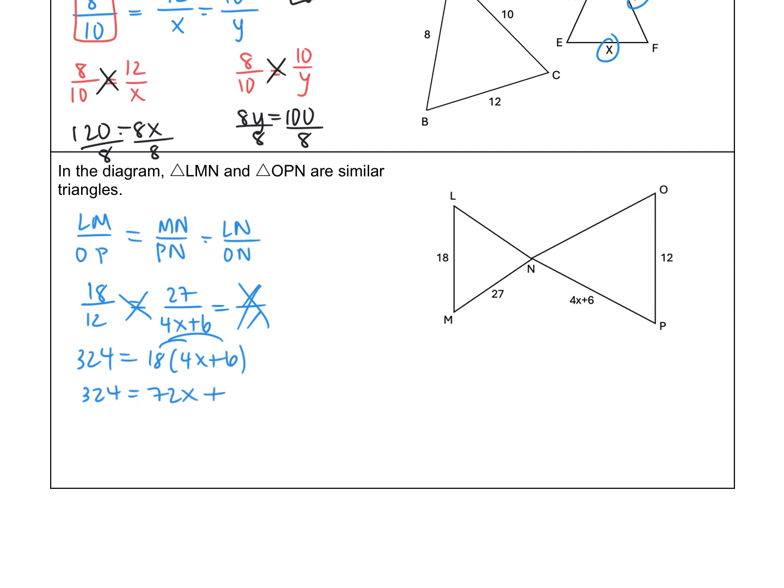Add 108. If I subtract the 108, I get 216 is equal to 72x, which means our x is equal to 3.